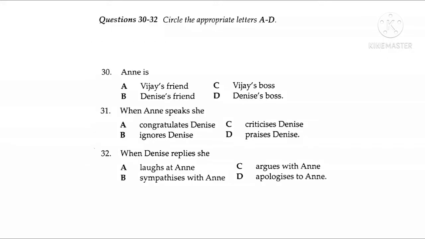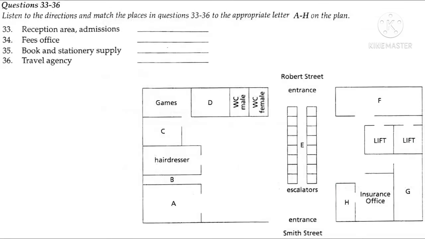Now listen to the directions and match the places in questions 33 to 36 to the appropriate letters A to H on the plan.